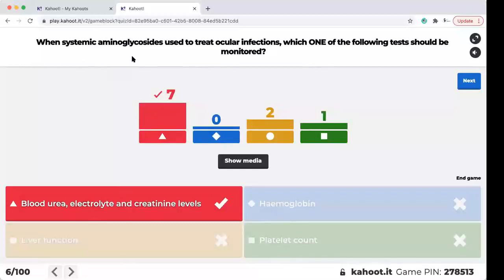Aminoglycosides, like gentamicin, tobramycin, and amikacin, have all been associated with nephrotoxicity and also ototoxicity.